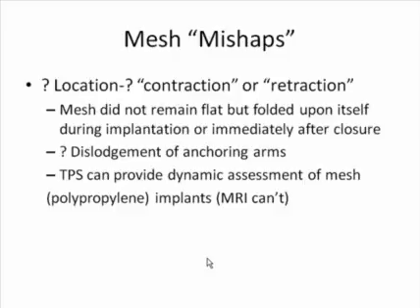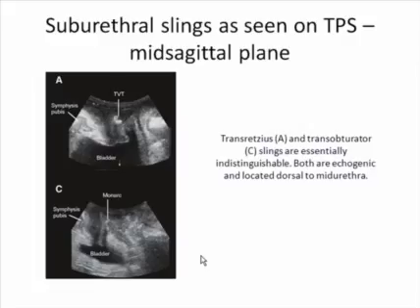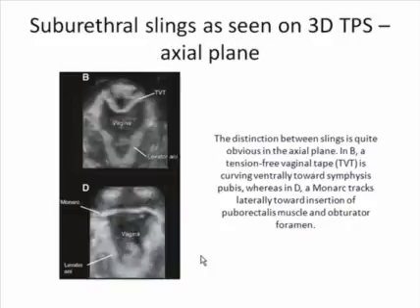Well, meshes are used a lot around the world for prolapse surgery. They seem to have problems in contraction or retraction or dislodgement, and this can be shown with transperineal imaging. Here's a nice example of normal so-called tapes, or this is at the top the tension-free tape right below the urethra, and the monarch tape, and this is shown in the sagittal, but the axial plane shows beautifully the tension-free tape at the top and the transobturator tape at the bottom.